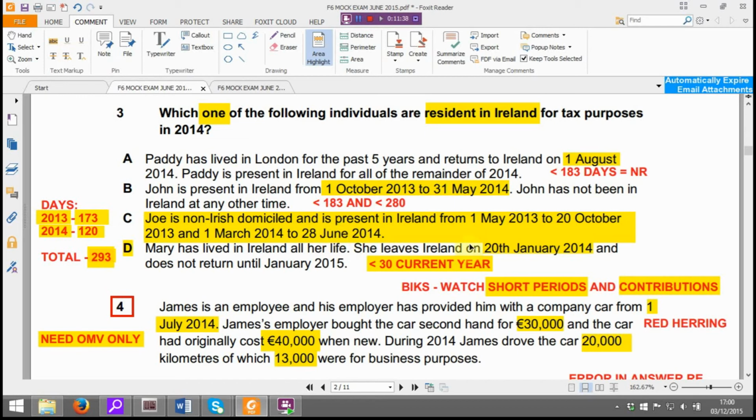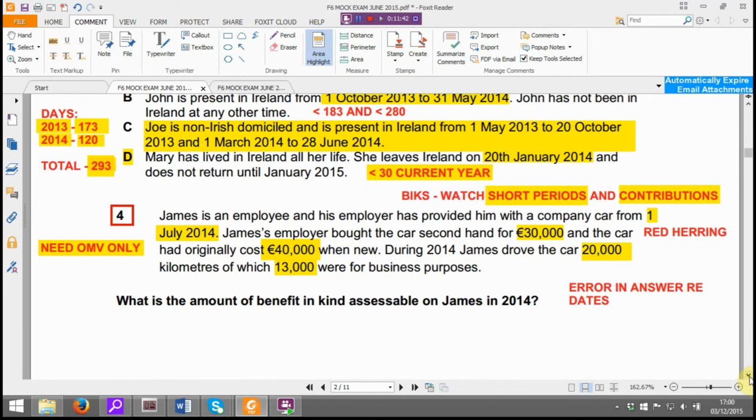Okay. Now, next one here is a question relating to sort of BIKs, and I'd certainly tip BIKs to come up in your exam. It has to come up, and the key first point for me in relation to benefits in kind for Schedule E employees is really the point that I've made up here in relation to short periods and contributions. Now, contributions wasn't relevant in this question, but certainly short periods was, and as I've said here, I think there's actually an error in this answer, but more of that later.